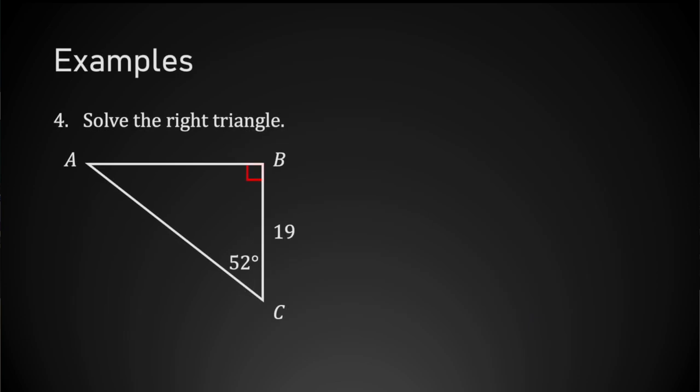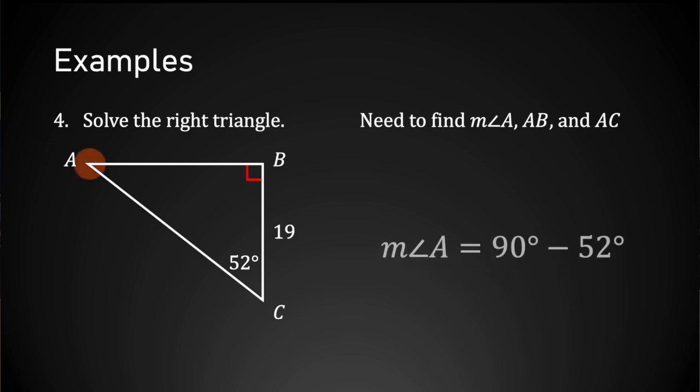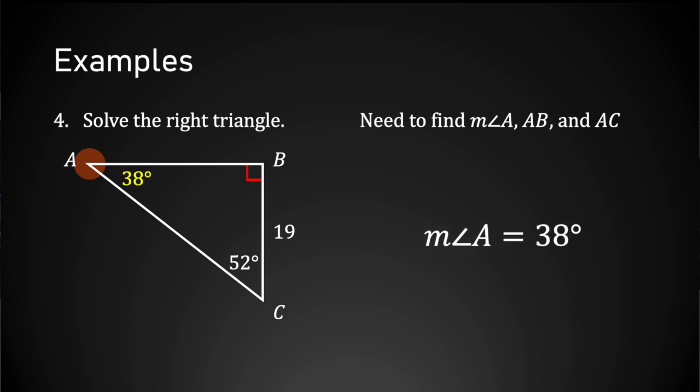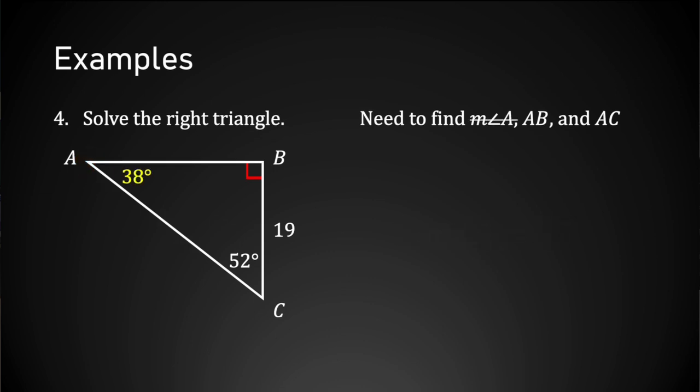So here's an example of a right triangle with 1 acute angle given and 1 side length given. We need to find the other acute angle and the other 2 sides. The other acute angle is easy. 90 degrees minus 52 degrees equals 38 degrees. To find the unknown sides, we're going to use the given angle, in this case angle C, which is 52 degrees, as our reference angle. And we'll use the trig functions that relate the known side to the side we're looking for.